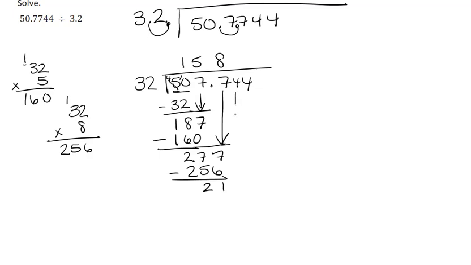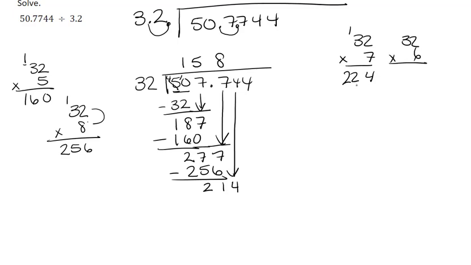So we get 21. Our next thing will be to bring down this 4. And then we ask ourselves, 32 can go into 214 how many times? So based upon this 32 times 8 equals 256, let's go 32 times 7. 2 times 7 is 14, carry the 1. 7 times 3 is 21, plus 1 is 22. So that's actually too big. So let's do 32 times 6, because this 224 is bigger than 214, so we need to go 1 less.